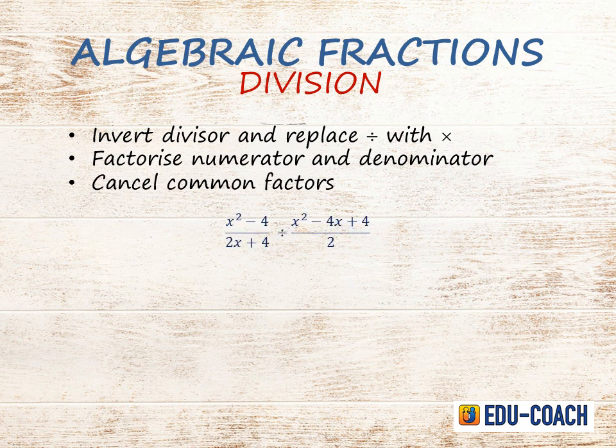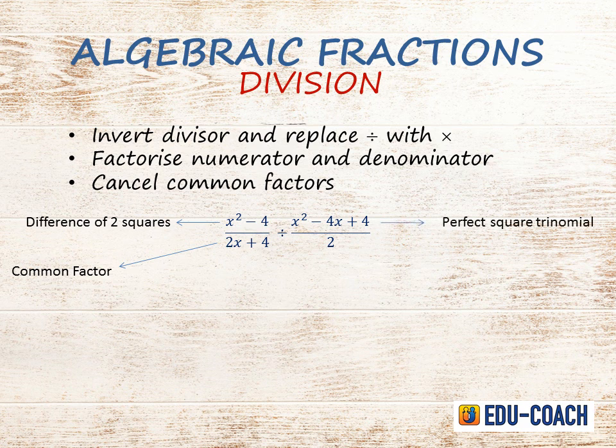Here is our example. What do we notice? We have a common factor in the denominator. In the numerator of the first term, we have the difference of 2 squares, and in the second term, we have a perfect square trinomial in our numerator. Remember, invert the divisor before factorizing.